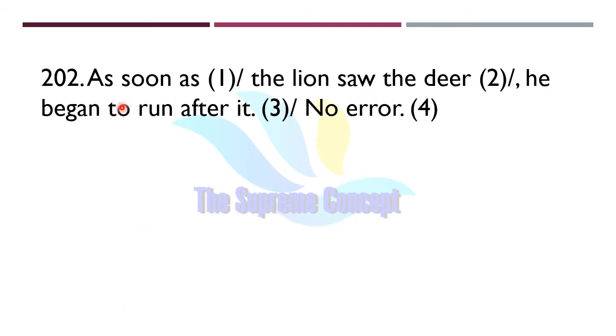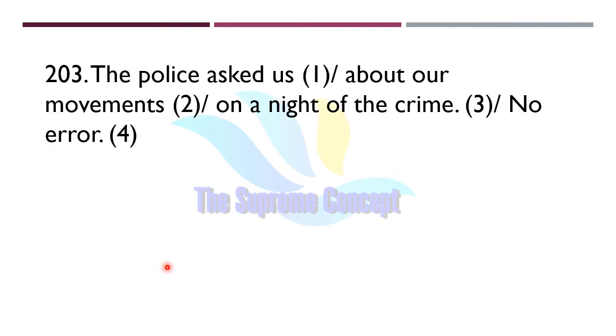Question number 202. As soon as the lion saw the deer, he began to run after it. Now find out where exactly the error lies in this question. Yes, there is no error. This sentence is totally, absolutely error free. Question number 203. The police asked us about our movements on the night of the crime. So find out where exactly the error lies in this question.